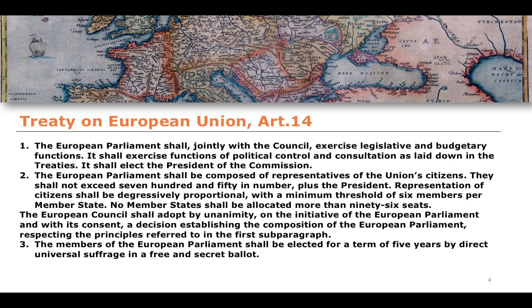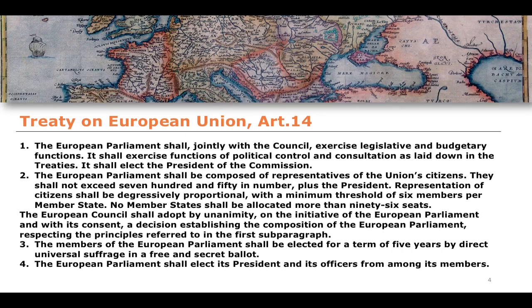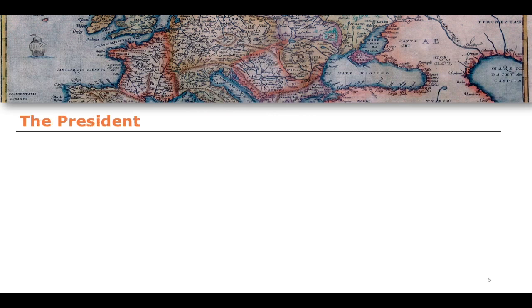So this is essentially talking about the term limits for members of the European Parliament. You have a term of 5 years. It is done through an election, which is a free and secret ballot, which is representative of the citizenry, and is also done through universal suffrage. So we're not going to limit the ability of individuals to vote on the basis of various characteristics and discriminatory principles. Part 4 says that the European Parliament shall elect its president and its officers among its members. Okay. Quite simple.